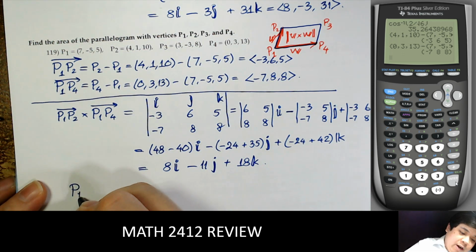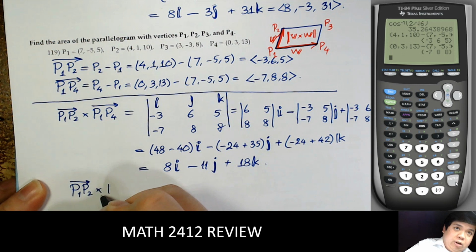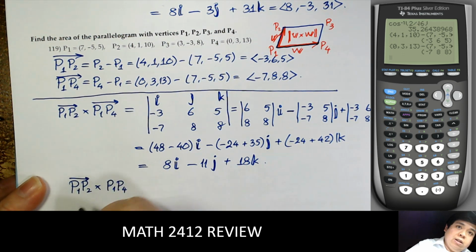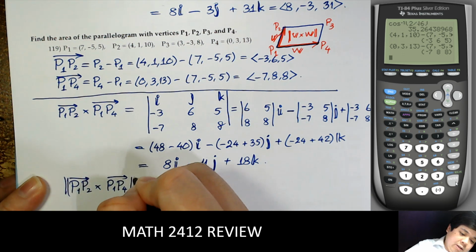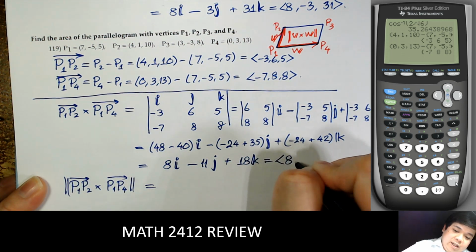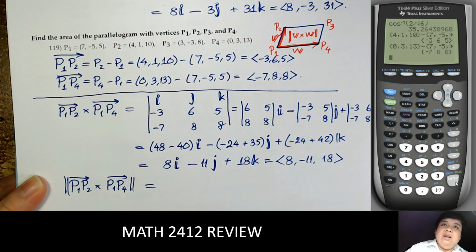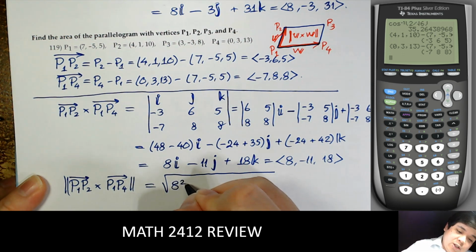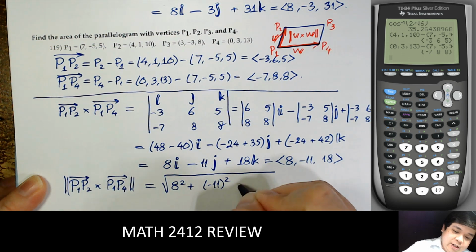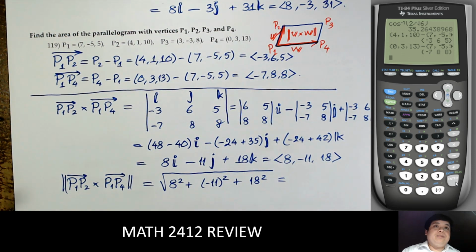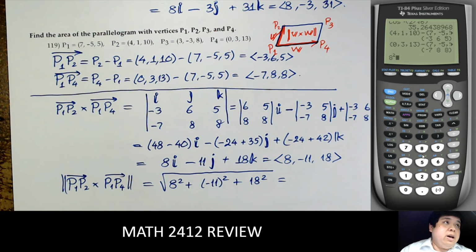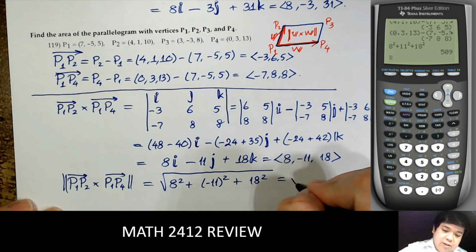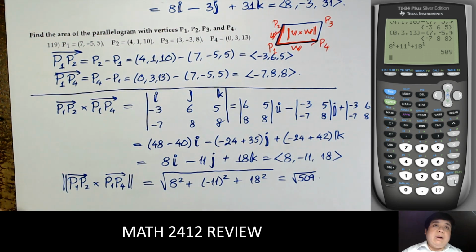And then we just find the magnitude of the cross product. We can write that as 8, negative 11 and 18, and the square root of the sum of the squares of the components. 8 squared, negative 11 squared, and 18 squared. 8 squared, 11 squared, and 18 squared. I have the square root of 509. Right, that's what we have.